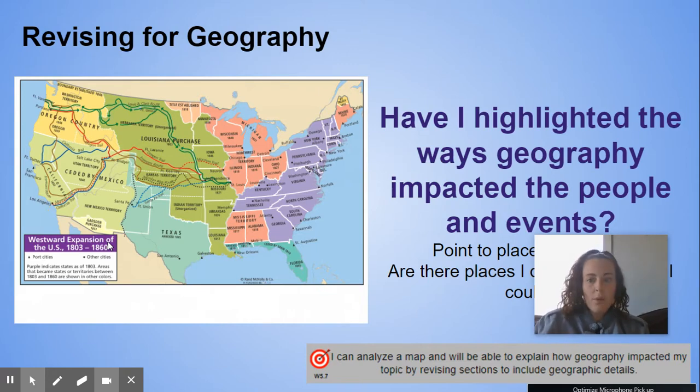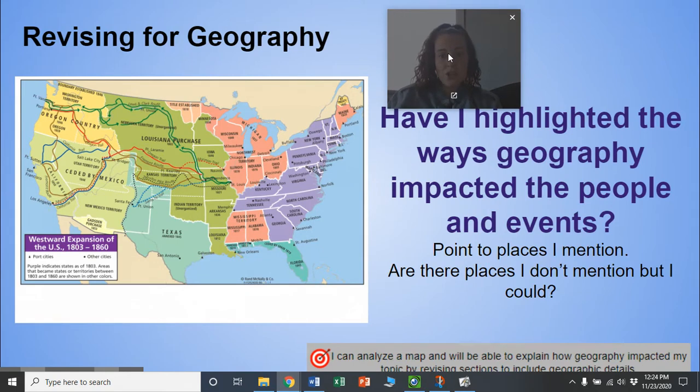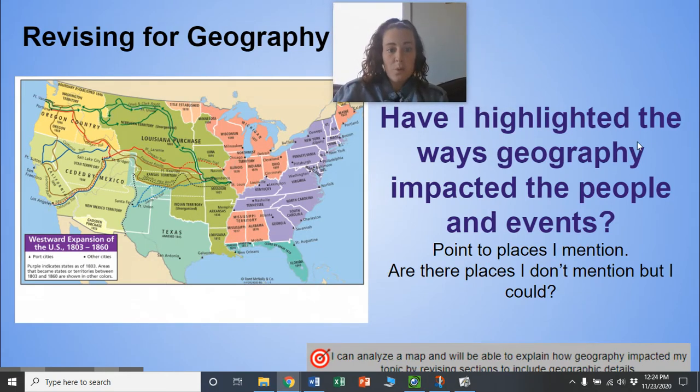Now, what we're going to be looking at today is making sure that you have highlighted the ways that geography impacted people and events. So if I'm looking at this map right here, I might be talking about how my Native American tribe, if I'm studying a specific tribe, remember one of my sections is about the Pueblo natives, I might really describe how they migrated to where they were, how the land impacted the types of homes they built, the types of food they ate, but I need to make sure that I'm really paying attention to the location and I'm really speaking about that location to my readers.